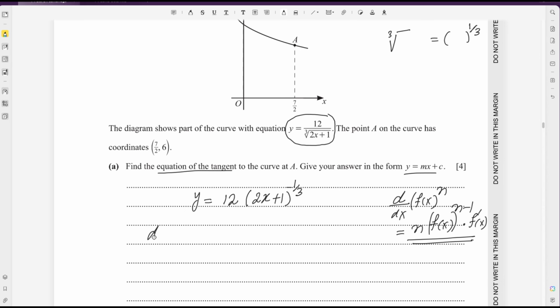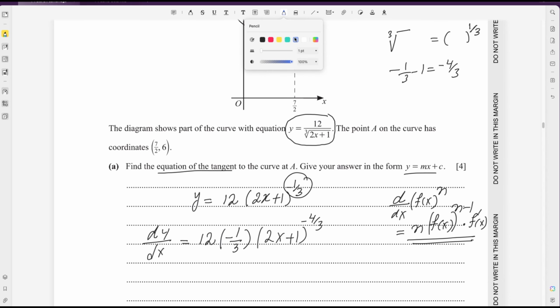If you differentiate y with respect to x, we get dy by dx. Here there is 12, and the power minus 1 over 3 becomes the multiple. We write minus 1 over 3 and take 1 away from the power. Minus 1 over 3 minus 1 gives minus 4 over 3. Under the power, the function is differentiated again.